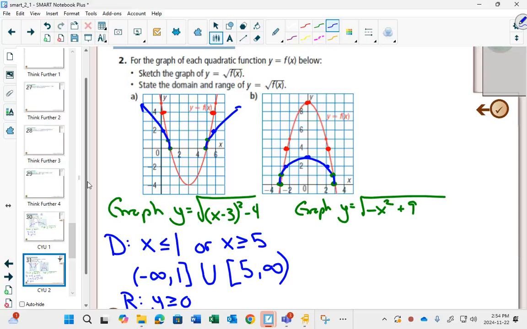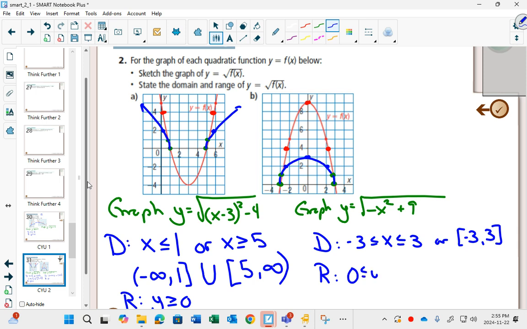So square rooting a parabola can look extremely different. Right? Both of those are square roots of parabolas. The one on the left, the graph looks extremely different than the one on the right. The domain, when you're in between values, you could either write it like this, or like that. Same thing with your range. It's in between values. I quite like the interval notation when it's in between values.